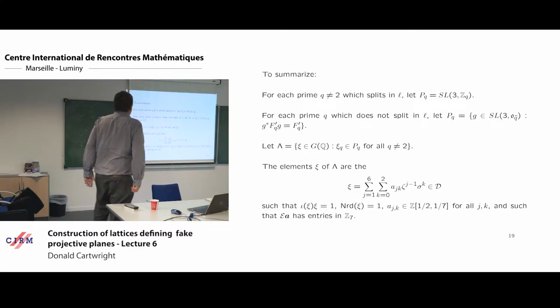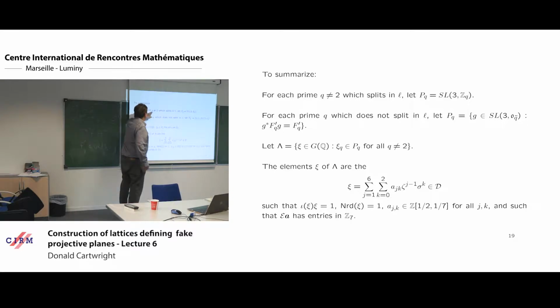Okay, so to summarize, for each prime q other than 2, this is our maximal parahoric, and for each q which doesn't split, this is our maximal parahoric. We've formed this lambda, and we're looking at the elements xi of this form, which are unitary with respect to iota.